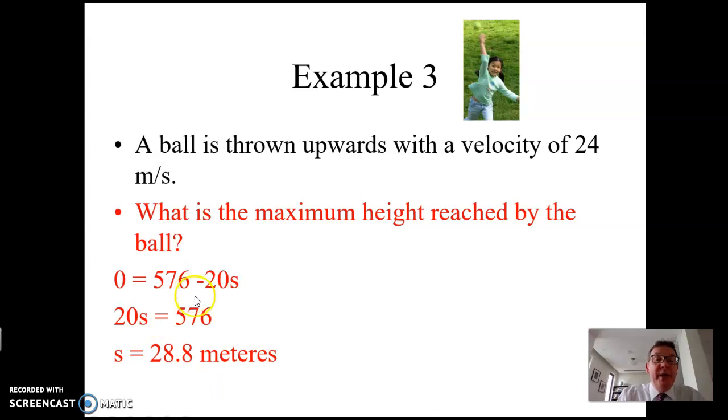Okay, so carrying on there. So if I add 20s to both sides, minus 20s will disappear, 20s appears over here.